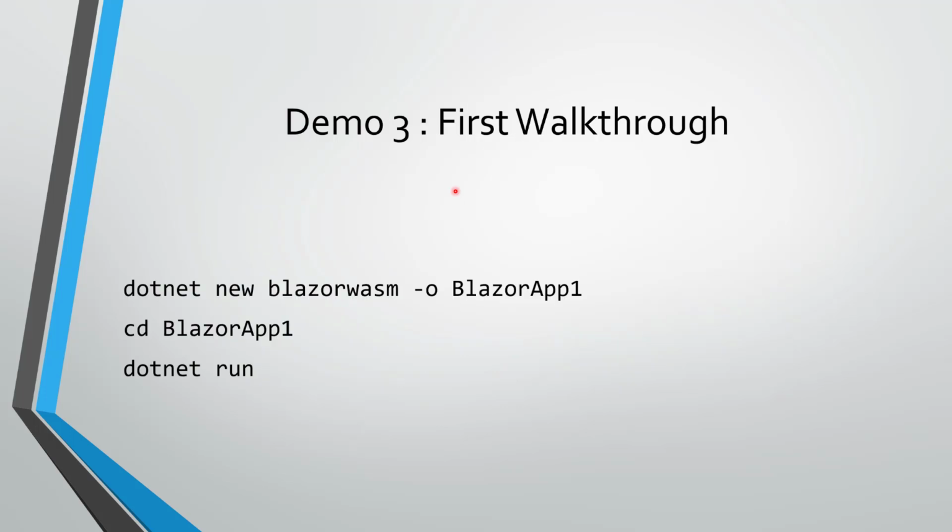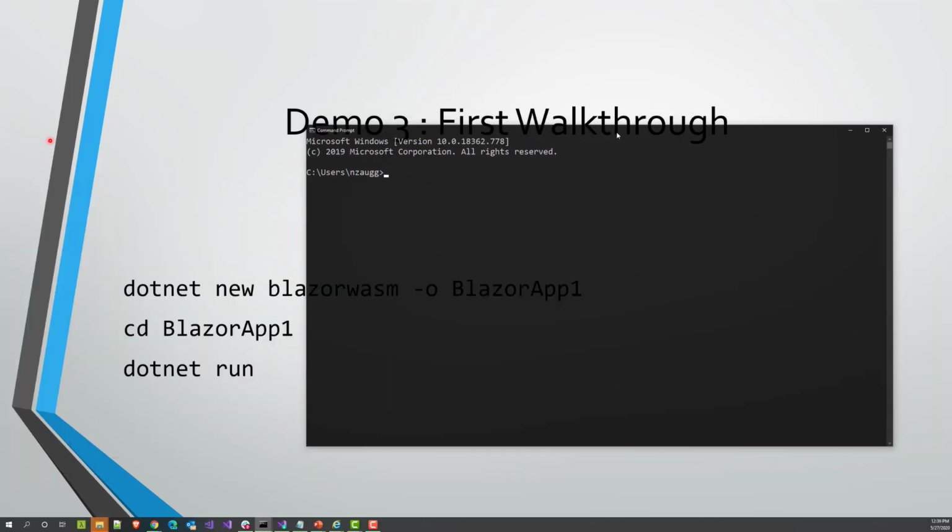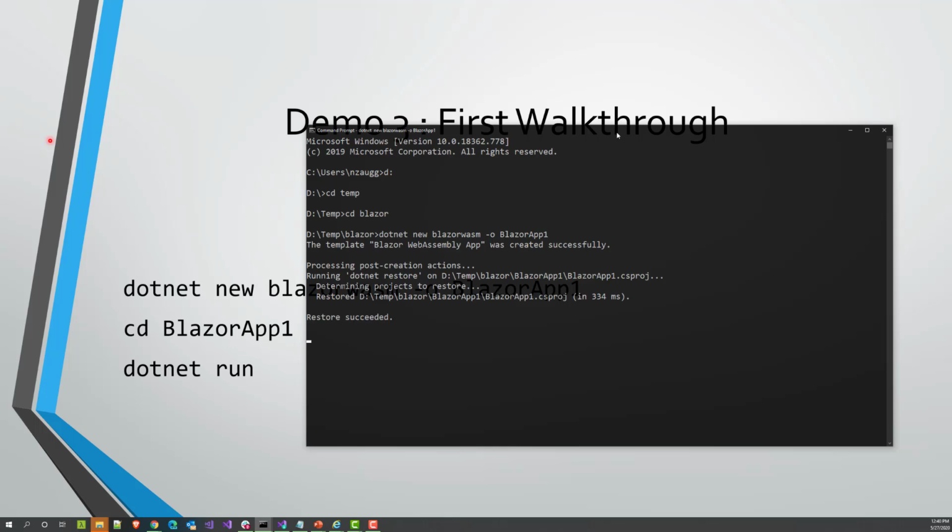Okay, let's do a quick walkthrough. I'm going to run these commands more or less exactly. Let's get a command prompt, and then let's do dotnet new blazorwasm --output BlazorApp1. Because I have .NET Core 3.2.3 installed, that template is already there. I didn't have to install anything new.